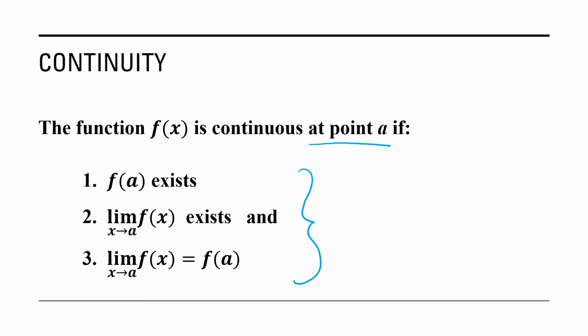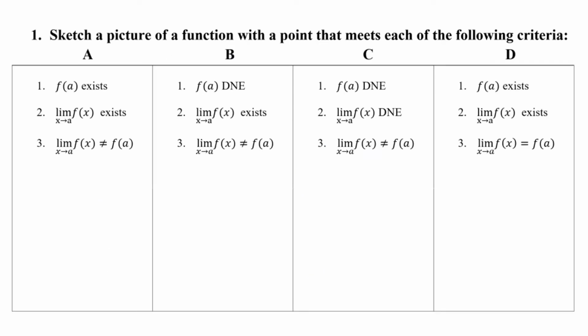Because it's possible for some of these things to be true, but not all three. But in order to have continuity, all three of these must be true. So let's look at a couple different combinations of truthiness for these different criteria, these different hypotheses. So for this one, we have f of a exists, so we have a closed point at f of a. The limit as x approaches a of f of x exists, but the limit and the output are not equal to each other.